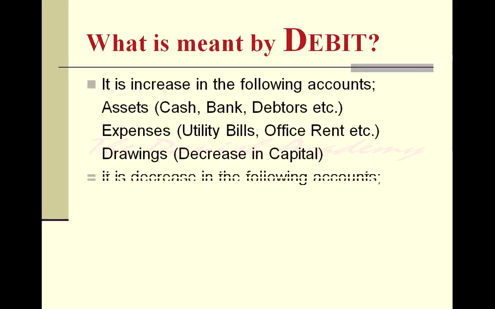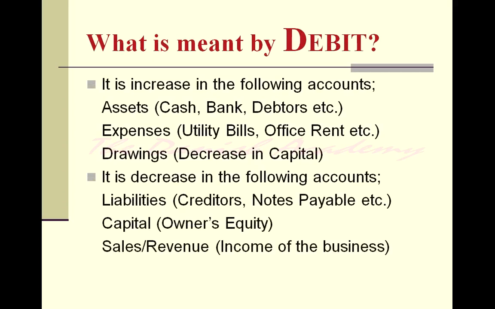So now we are discussing debit and credit. What is meant by debit? Basically it is an increase in assets, expenses or drawings. Assets, as you know, include cash, bank or debtors, etc. Expenses could be utility bills paid by the business, office rent paid by the business, etc. And drawings, which is a decrease in capital, as we have discussed earlier. So an increase in these three things would result in a debit.